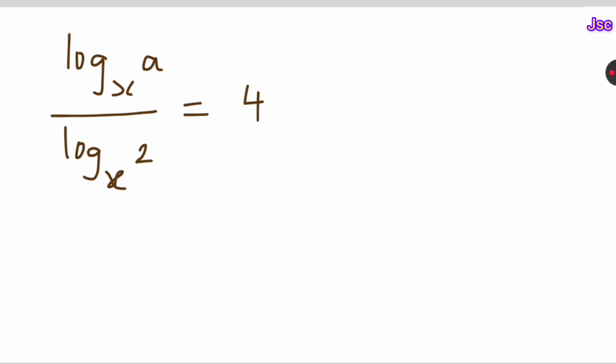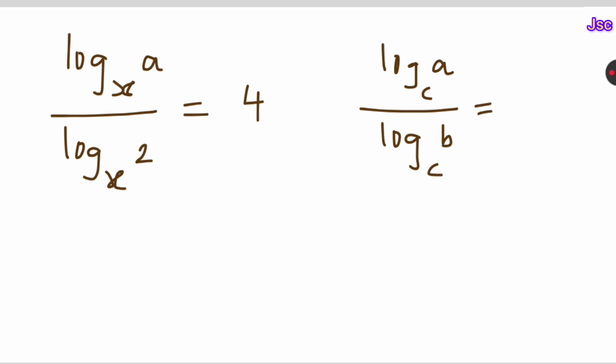Now observe only the left hand side part. It is in the form of log a with the same base over log b with the same base. If we have the same base, according to the logarithm property, we can write this as log a with base b. So use that property here. We can write this as log a with base 2, that is equal to 4.